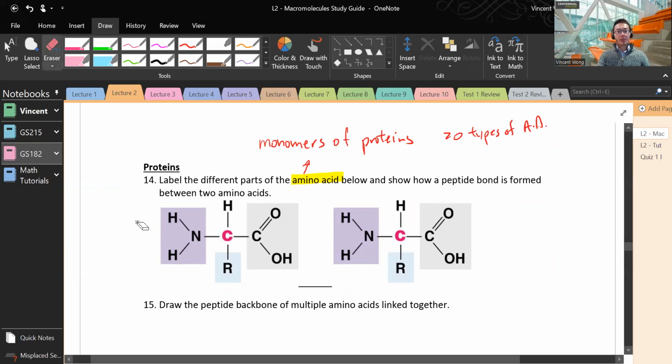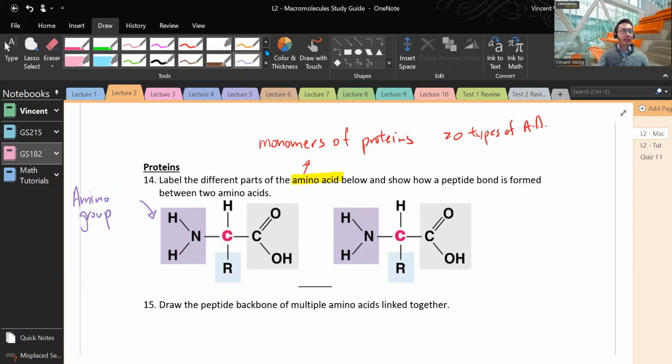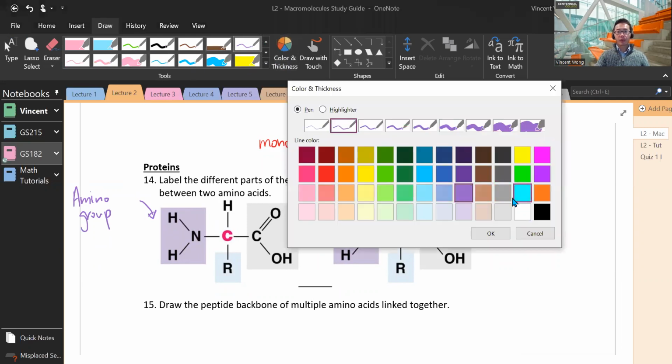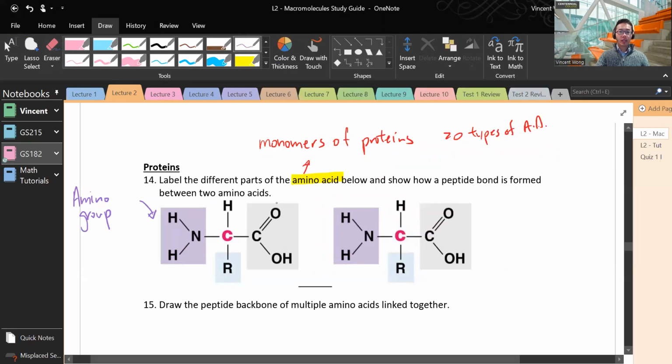Okay, so here is the general structure of an amino acid. We have what we call an amino group. And on the other side over here we have another group. This group is what we call the carboxyl group.